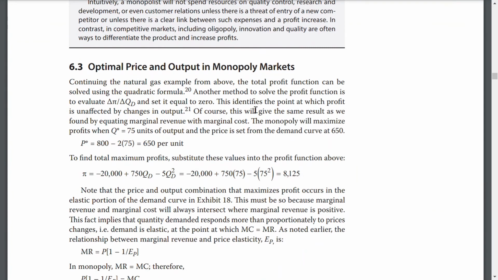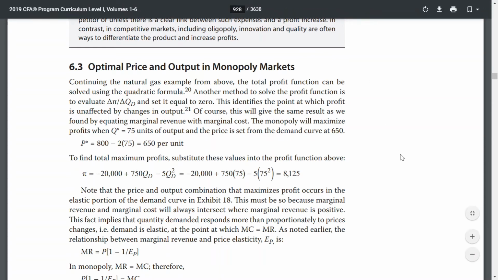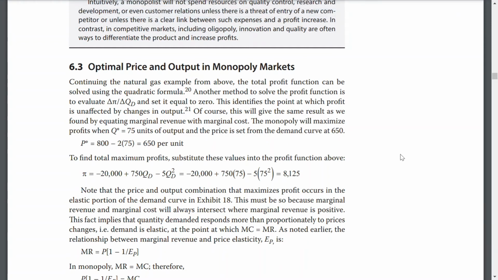6.3 Optimal price and output in monopoly markets. Continuing the natural gas example from above, the total profit function can be solved using the quadratic formula. Another method to solve the profit function is to evaluate the change in profits over the change in quantity demanded and set it equal to 0. It identifies the point at which profit is unaffected by changes in output. Of course, this will give us the same result as equating marginal revenue to marginal cost, which is profit maximization.